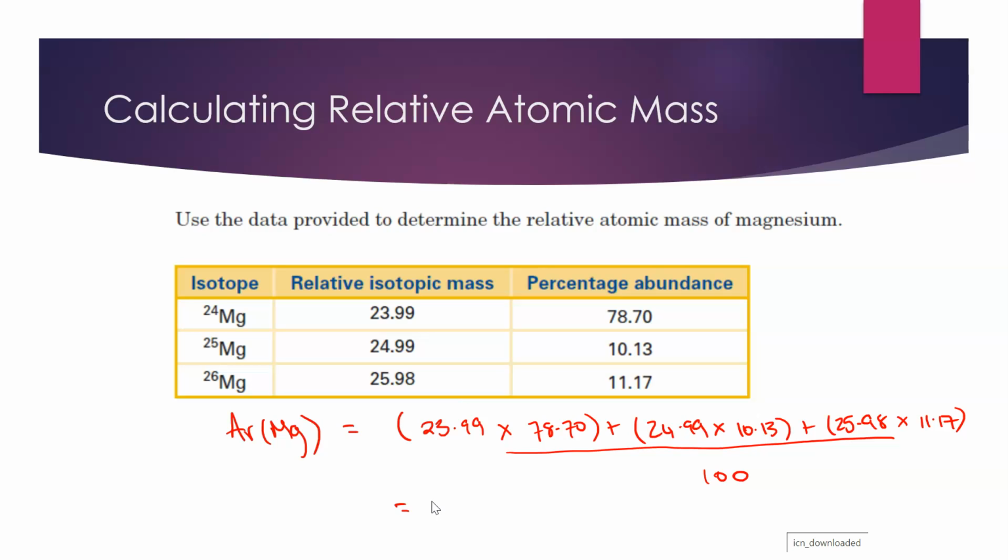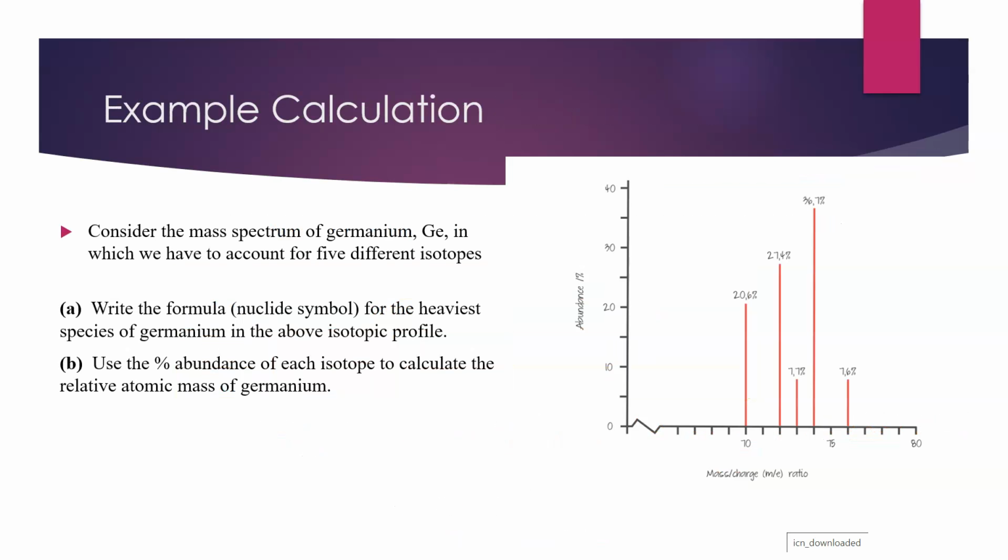Hopefully, if you type that into your calculator, your final answer would have come out at 24.3135, which in the right number of significant figures, we have 4 significant figures here, is going to be 24.31. So relative atomic mass has no units, or we give it the units of amu. So that's basically one where we take the data from a table and apply the formula. Let's move on to our next type of question.